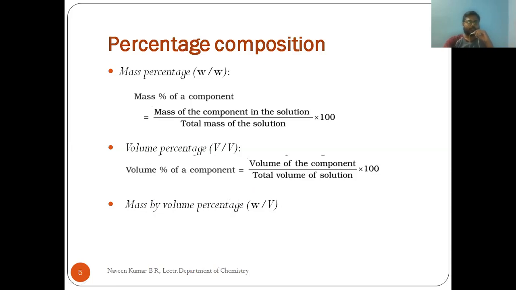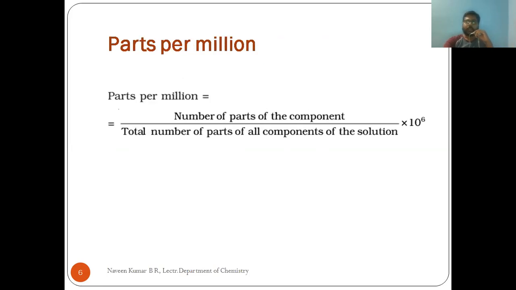So with this, we'll go for the second expression of concentration term. It is parts per million. To express a very small concentration of solute present in the solution, a very minute concentration of solute, general concentration terms may not be so useful. A more useful expression term for that will be parts per million. It's used to express a very less quantity of solute present in the solution.